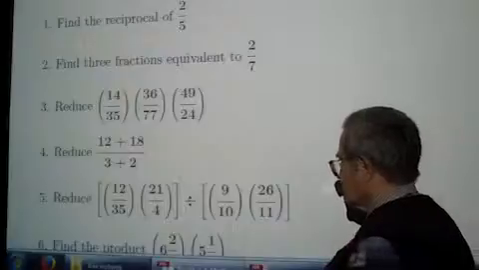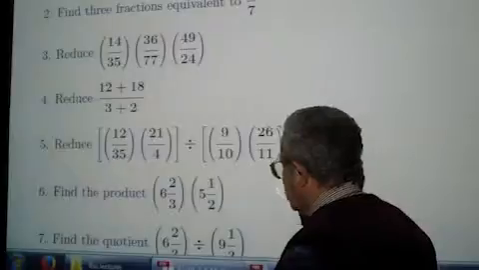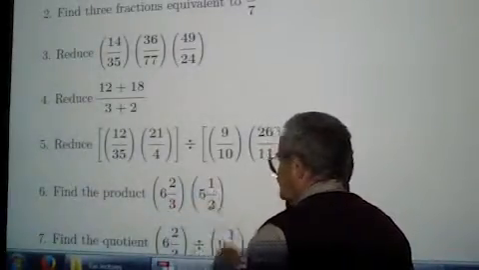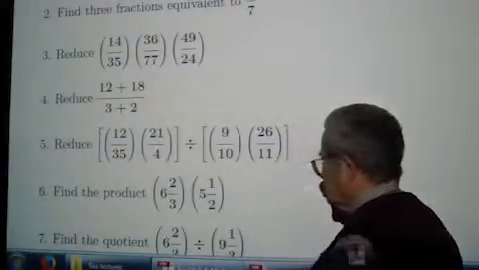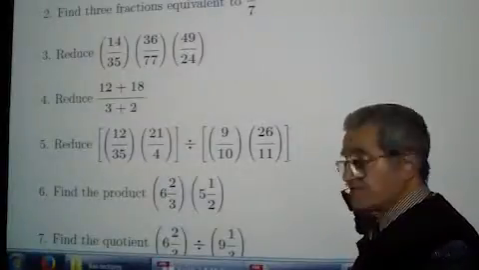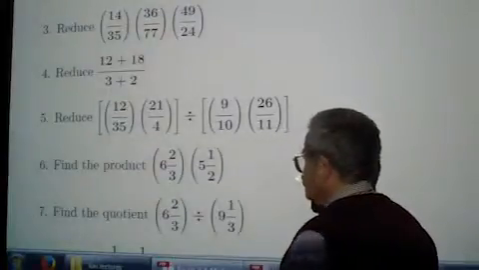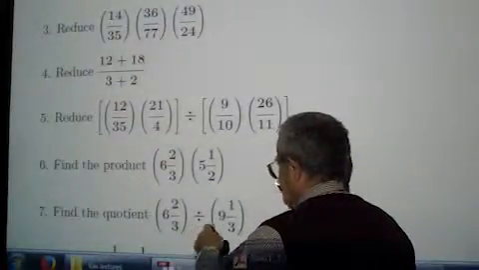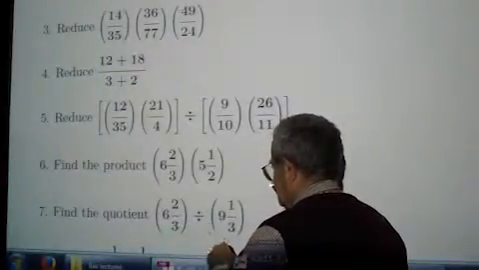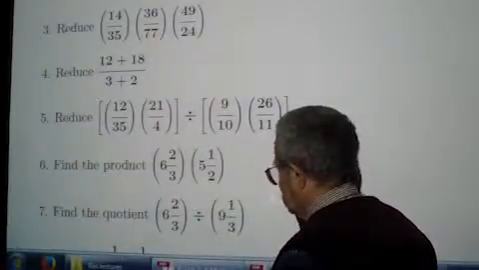And then you wanted to find the product of the mixed numbers, 6 and 2 over 3 times 5 and 1/2. Working with fractions and mixed numbers is very, very important. Then find the quotient of 6 and 2/3 divided by 9 and 1/3. So find the quotient, divide.